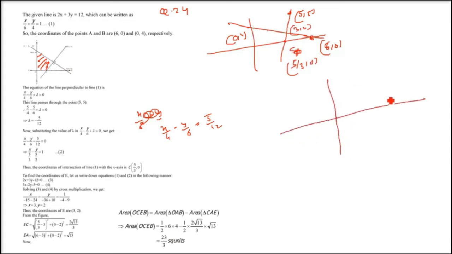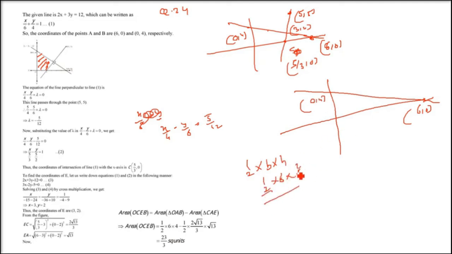This is the bigger triangle. And this point is (0, 4). This is (6, 0). And the triangle area will be half into base into altitude. And this is half into 6 into h, that is 2, 3, 2, 3, and 12. It will be 12. Now this is the area of the whole triangle.